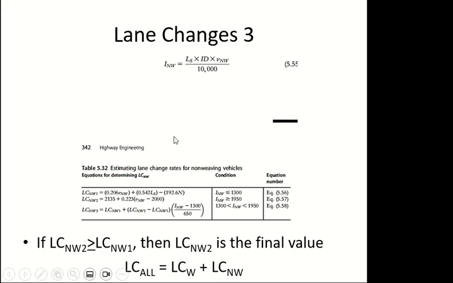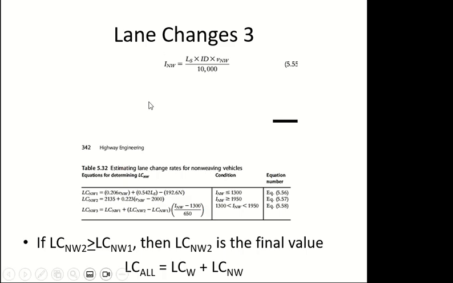Okay, for the non-weaving people, first of all we'll calculate their intensity, INW, which is called the intensity for non-weaving. So short length, interchange density, flow rate of non-weaving people. If you have one-sided weaving, then the non-weaving flow rate will be ramp to ramp and freeway to freeway. If you have two-sided weaving, then this flow rate will be ramp to freeway and freeway to ramp. Things will reverse for two-sided.